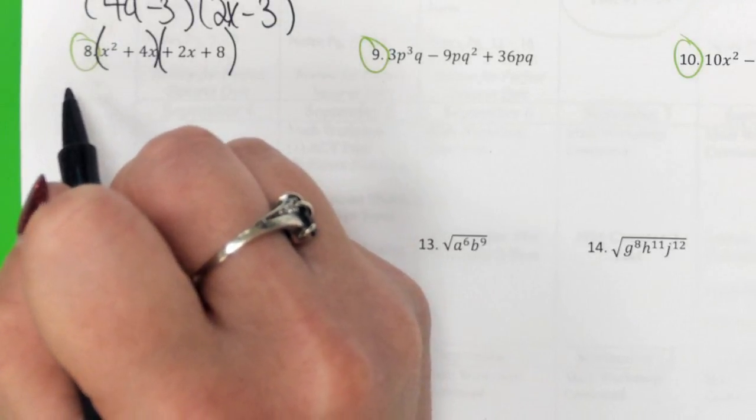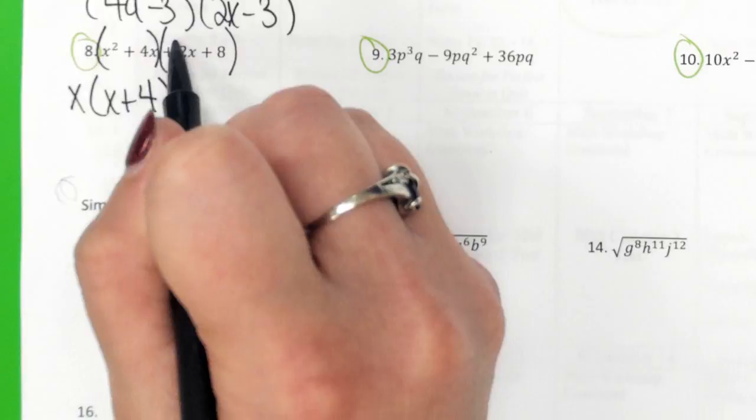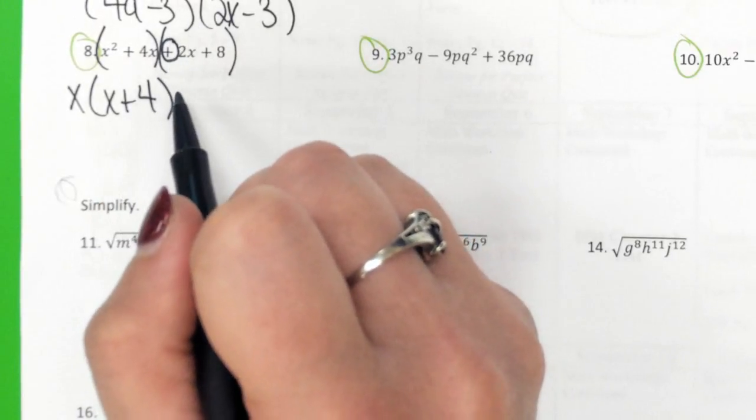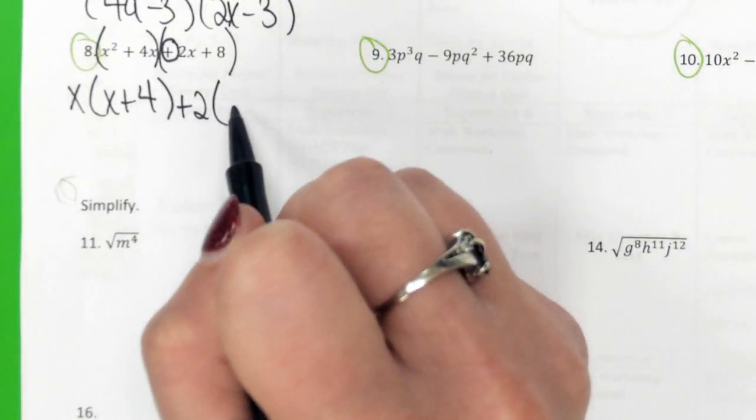So what do the first 2 have in common? X, which leaves me with x plus 4. What do the second 2 have in common? Plus or minus 2? Plus 2. So we take that out. What do I have left?